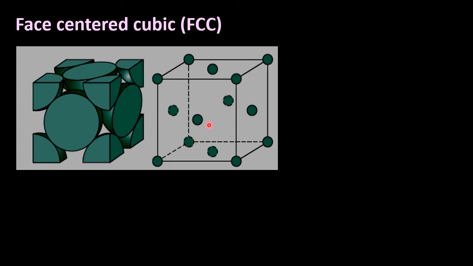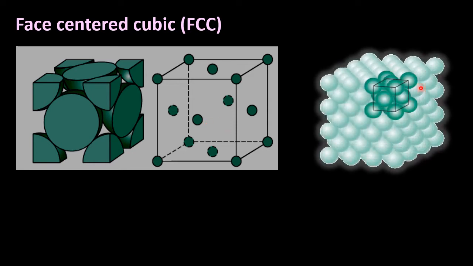So this is the reduced sphere model, and this structure is called the face-centered cubic crystal structure. Some familiar metals having this crystal structure are copper, aluminum, silver, gold, etc. Here you can see the structure representing many unit cells, which is a combination of different FCC unit cells.